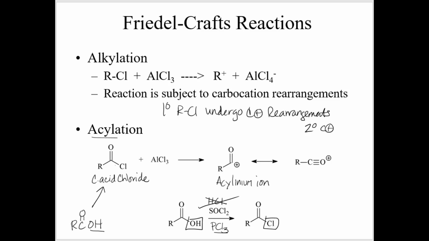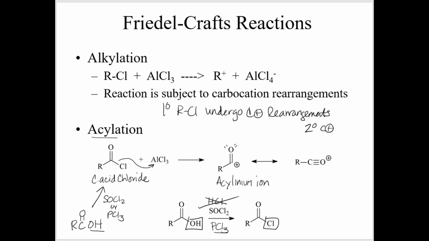So that means that if you used SOCl2 or PCl3, you could go ahead and convert any carboxylic acid into the acid chloride and then react it with aluminum trichloride, and it will pull the chlorine, break the carbon-chlorine bond, and make the carbocation, which in this case is an acylium ion, it's called. Now that doesn't look particularly stable, but it does have a resonance structure.